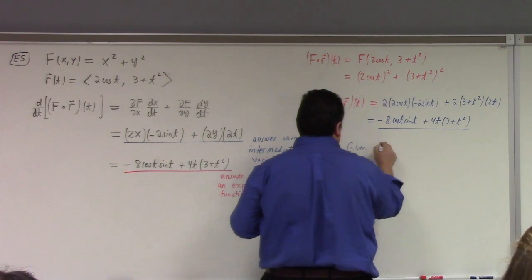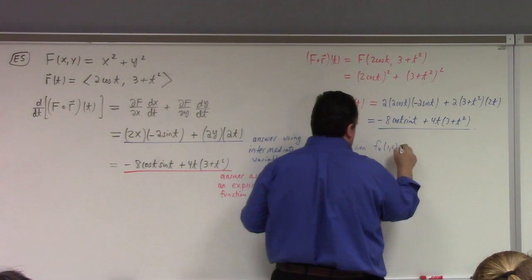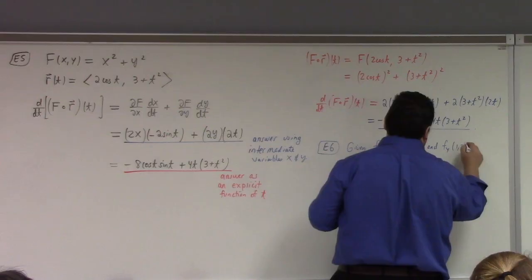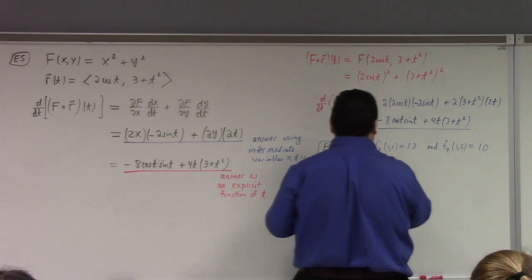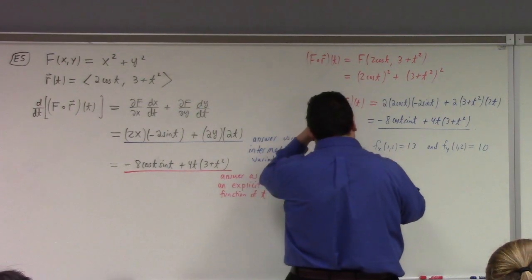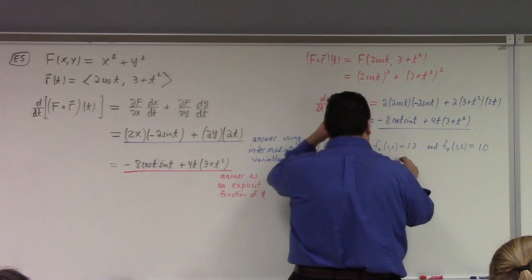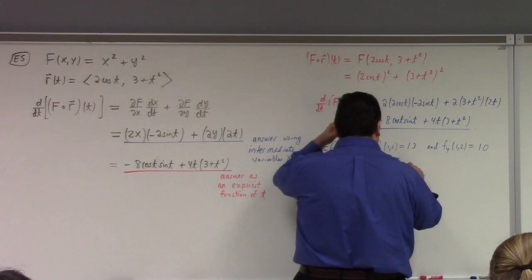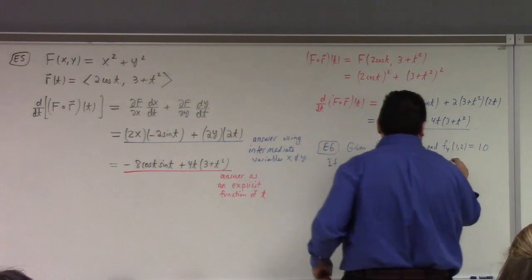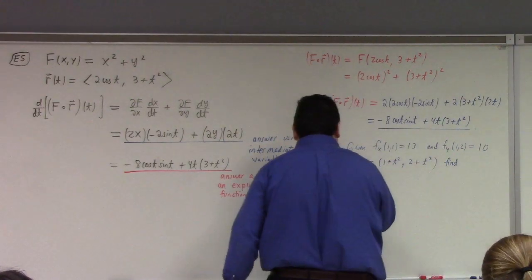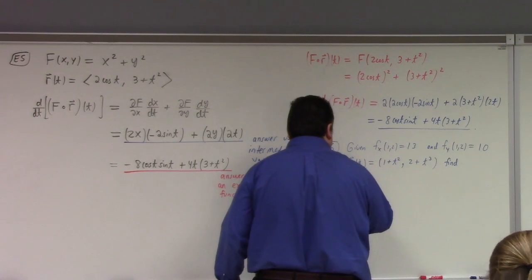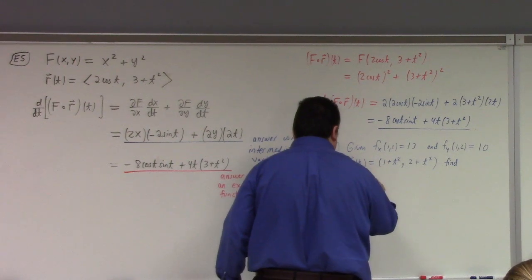Given fx of 1, 2 is equal to 13, and fy of 1, 2 is equal to 10, if r of t is equal to 1 plus t squared, 2 plus t cubed, find the derivative at time 0 of f of r of t.